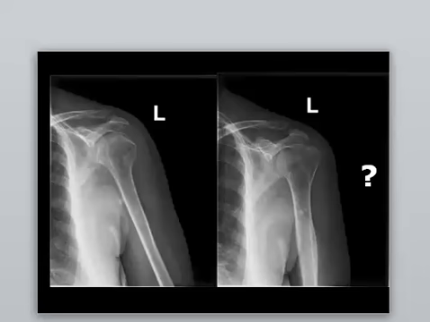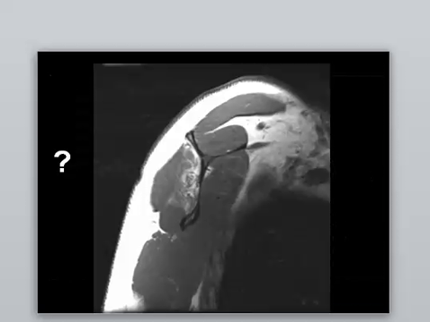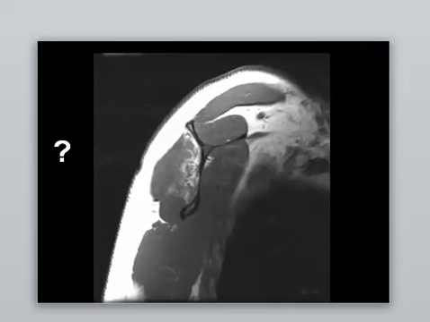It is due to calcific tendinopathy of the pectoralis major. It's called pectoralis calcific tendinopathy. And what is this? This is infraspinatus atrophy due to denervation syndrome. So denervation syndrome can result in infraspinatus atrophy.